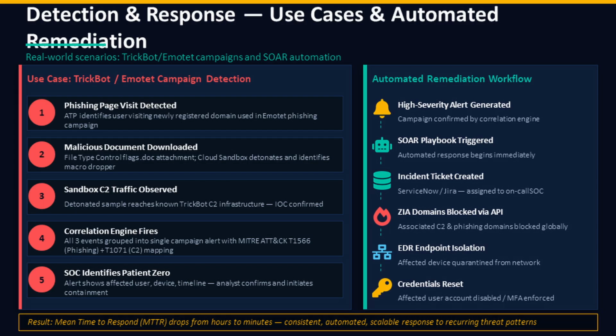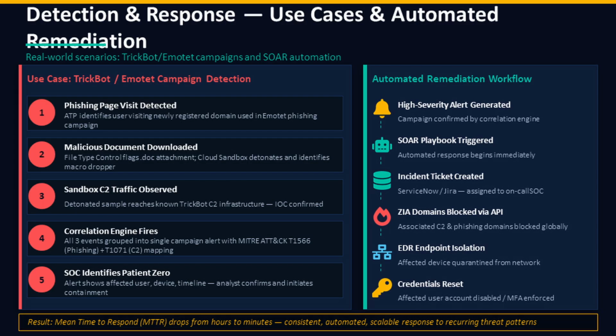It starts with a user visiting a newly registered domain used in an Emotet phishing campaign. ADP catches this, since newly registered domains are treated as high risk. The user is presented with a malicious document download. File type control flags the .doc attachment, and Cloud Sandbox detonates it, identifying the macro dropper inside. During detonation, the sandbox observes the sample reaching out to known TrickBot command and control infrastructure.